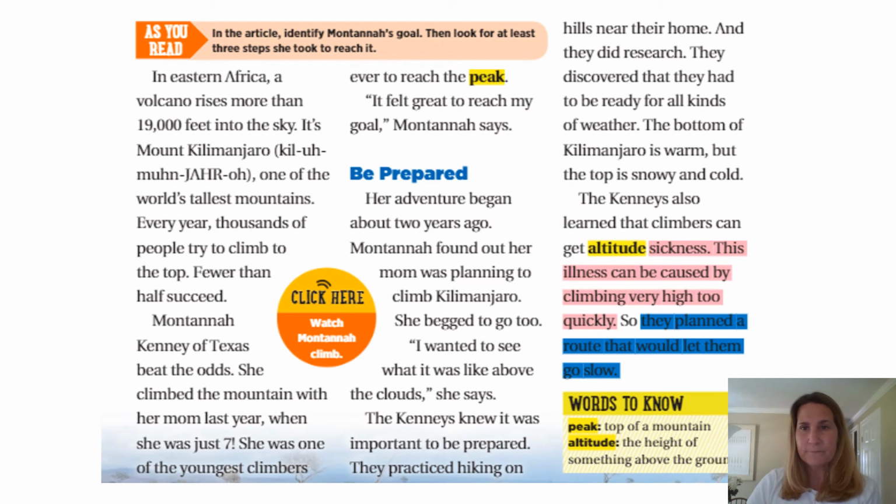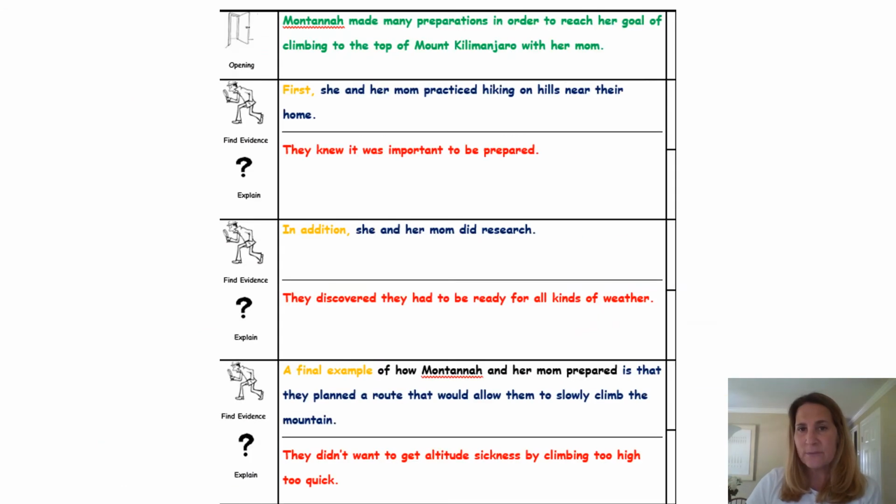Explanation. It starts up here. The Kennys also learned that climbers can get altitude sickness. This illness can be caused by climbing very high too quickly. So again, I put that into my own words. They didn't want to get altitude sickness by climbing too high too quick.